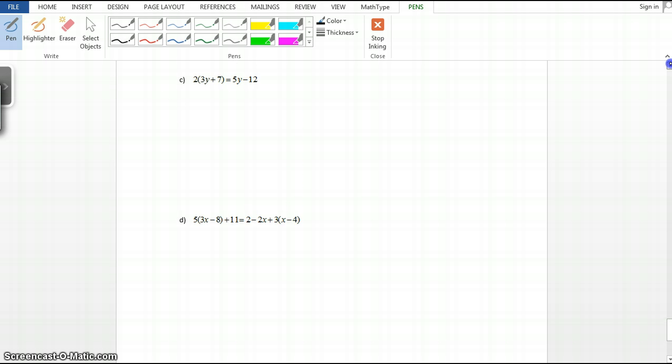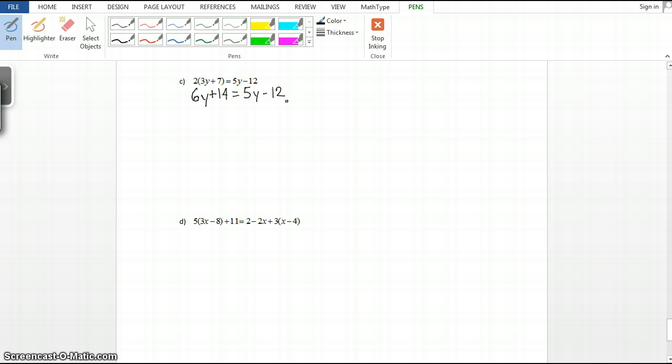Alright, equation C. Look at equation C, and on the left-hand side there are a set of parentheses. So we want to remove those first, and what you're going to do is distribute. So if you take 2 times that quantity, 3y plus 7, 2 times the 3y is going to give you 6y, plus 2 times 7 will give you 14. Let's keep the right-hand side the same for now.